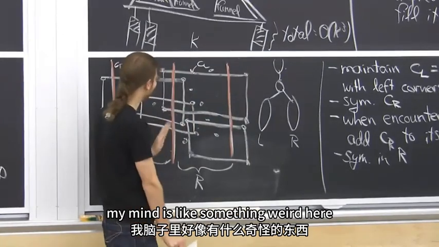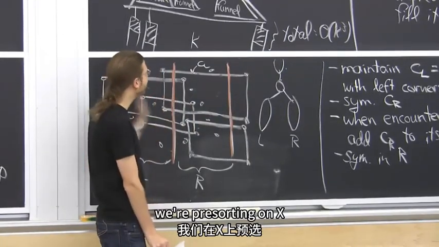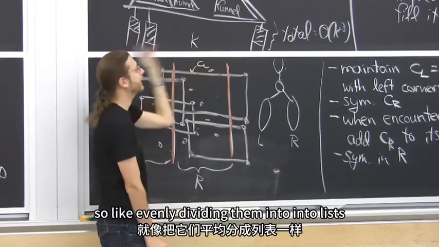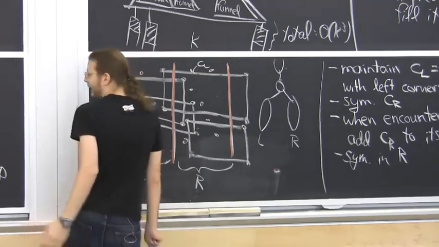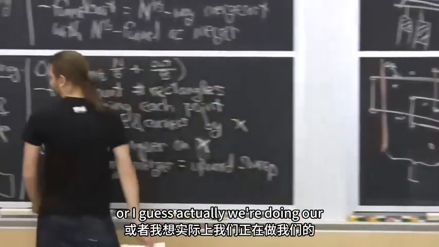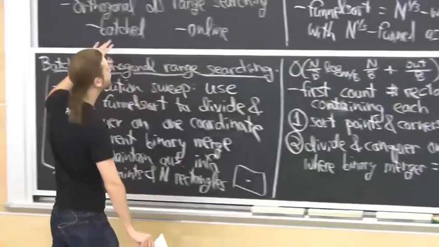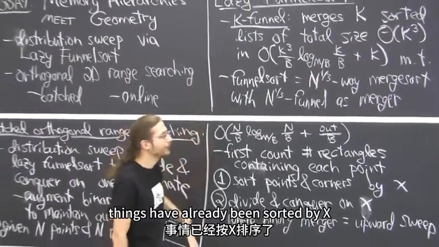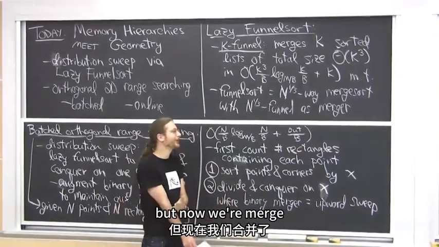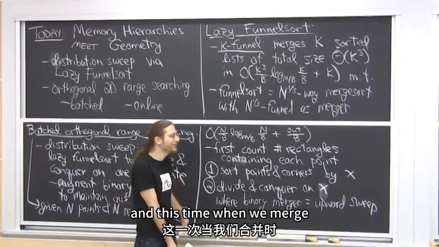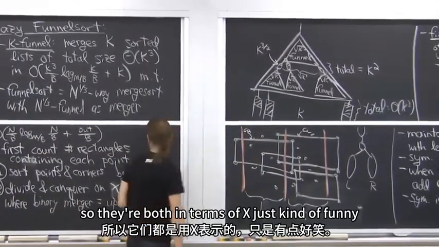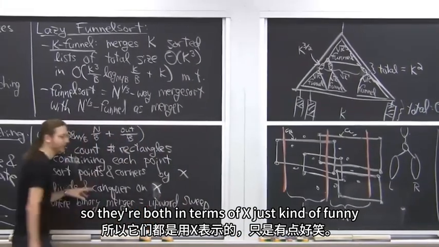In my mind, I was like, well, there's something weird here. We're pre-sorting on x, and then we're just sticking these guys down here, so like evenly dividing them into lists. Or I guess actually we're doing funnel sort, the merge sort. Things have already been sorted by x, but now we're merge sorting again. And this time when we merge, we carry along this information. So they're both in terms of x, which is kind of funny.